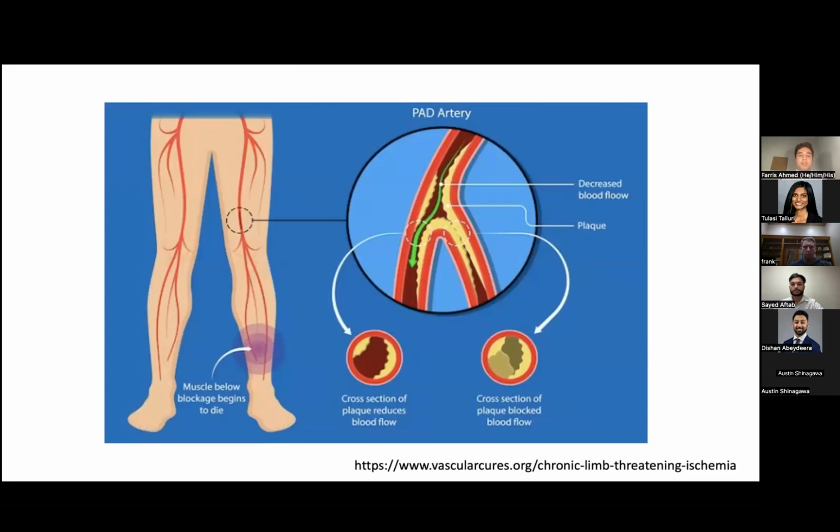This is just a schematic here. The yellow buildup is going to be in the vessel. It's preventing blood flow to the feet and to the toes, and that's going to be causing ischemia and necrosis to those distal regions. So everything pretty much distal to that lesion, to that blockage, is going to have some sort of tissue damage.